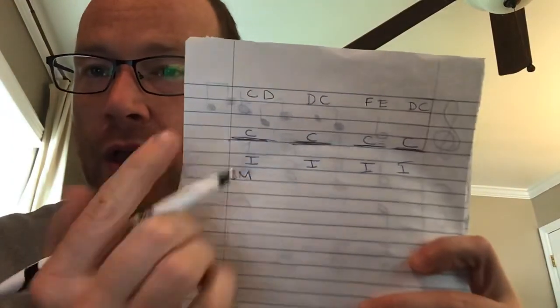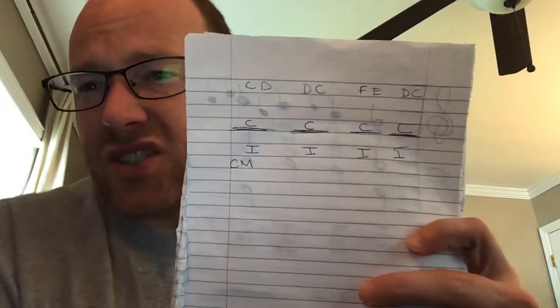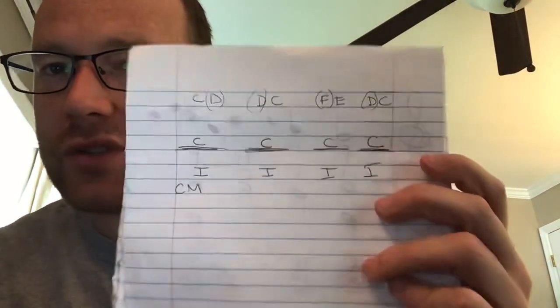Let's say I want my melody to be C, D, D, C, F, E, D, C. Ba da da da dee da dee da. That's just what I want the melody to be. So obviously this, and this, those are my non-chord tones.